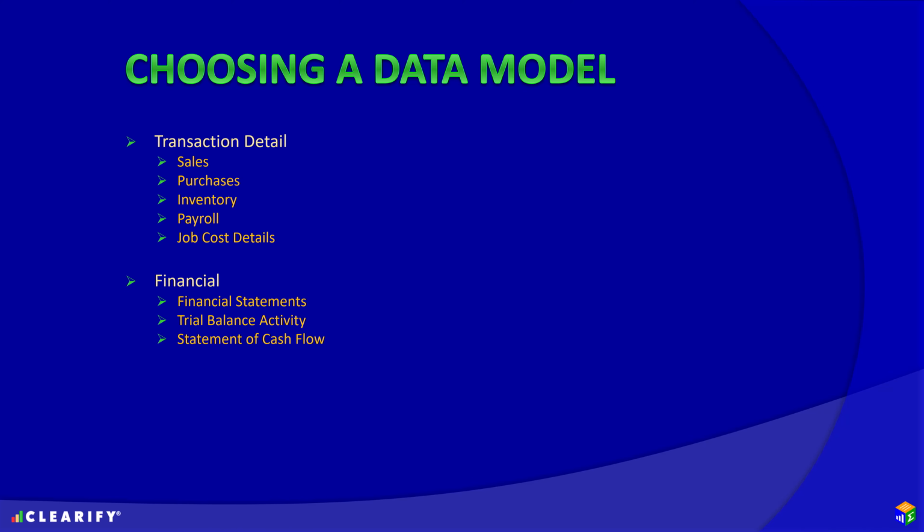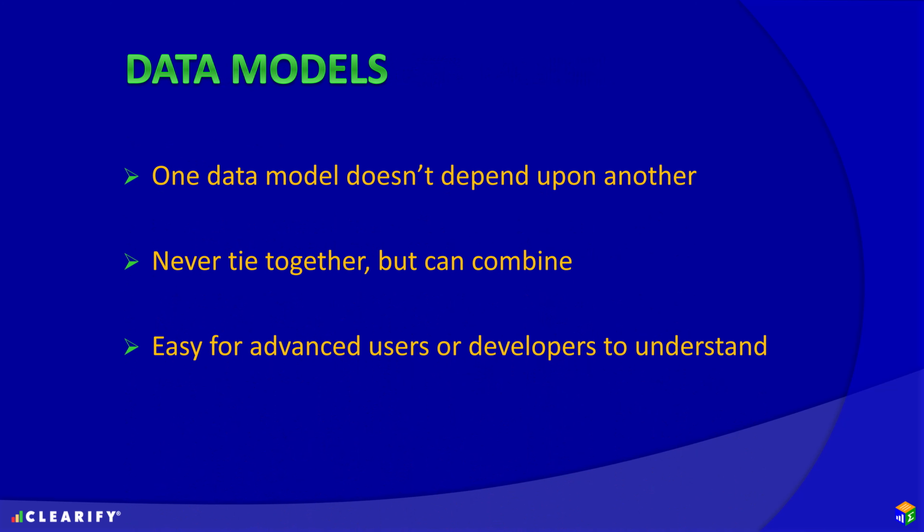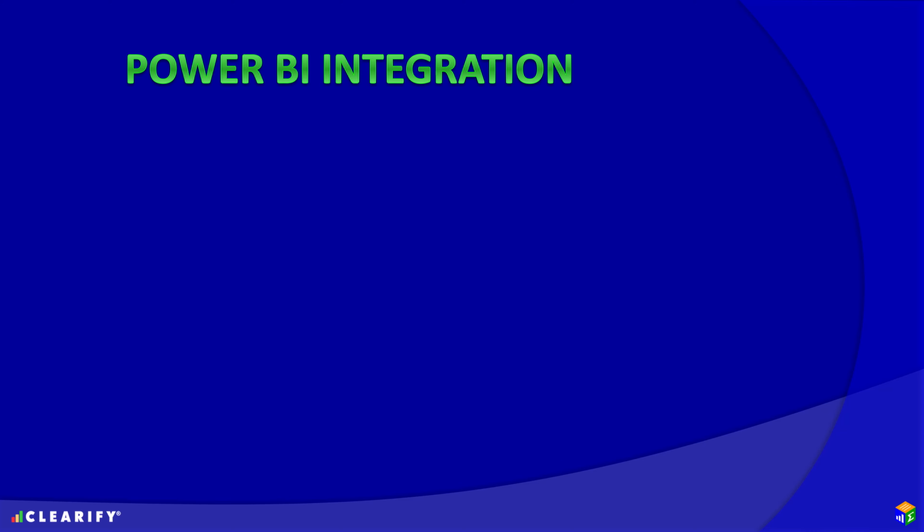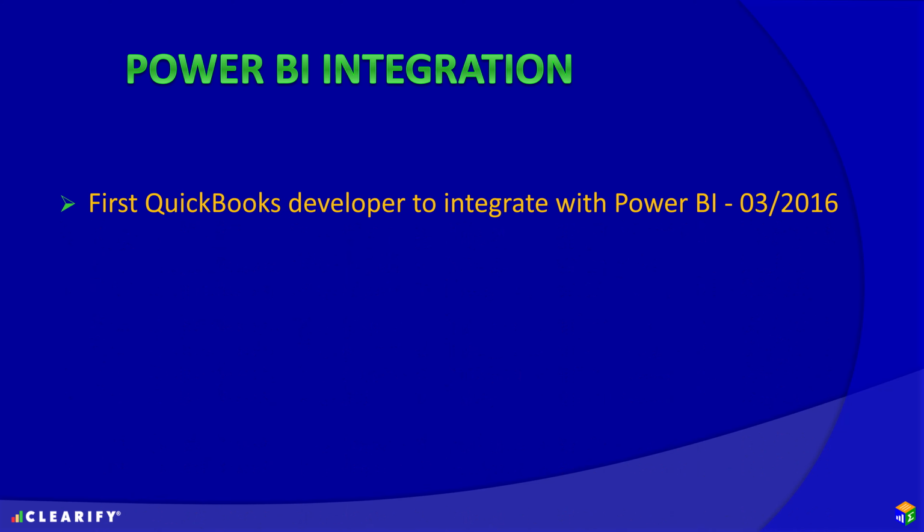A good number of our data models deal with various options for financial statements and things like cash flow and trial balance activity. And some are accountant-based, such as general ledger detail and profit and loss detail and fixed assets. There is a video link below where we discuss the data models in more detail. For now, the thing to remember is that one data model does not depend upon another, and you would never tie one to another unless you are trying to do something that QuickBooks does not do or store underneath the hood. We were the first QuickBooks third-party developer to provide out-of-the-box integration.